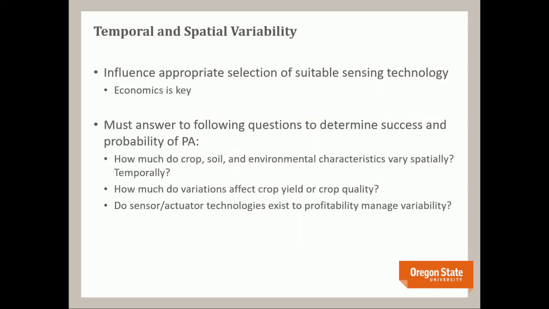Temporal and spatial variability influence the appropriate selection of suitable sensing technology. Economics is key. We must answer the following questions to determine the success and profitability of efforts in agriculture. How much may crop, soil, and environmental characteristics vary spatially or temporally? How much does variation affect crop yield or crop quality? Do sensor or actuator technologies exist to profitably manage variability?